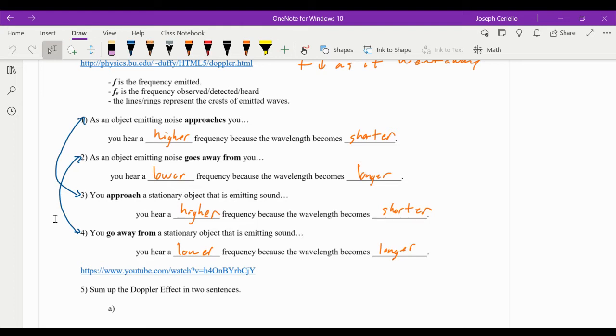Notice that numbers 1 and 3 are very similar. When objects are getting closer to each other, the frequency is higher. Look at numbers 2 and 4. When objects are moving away from one another, the frequencies get lower.